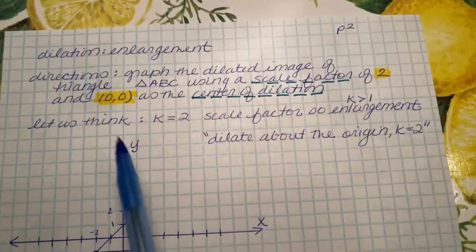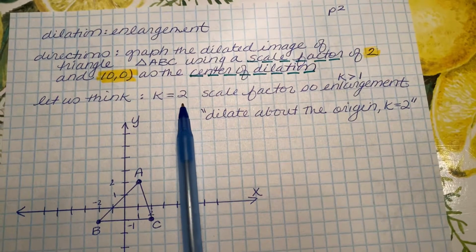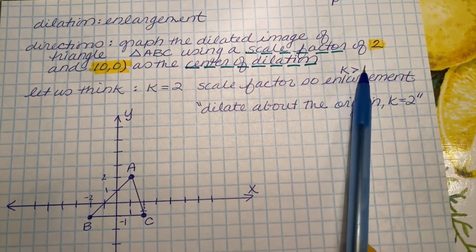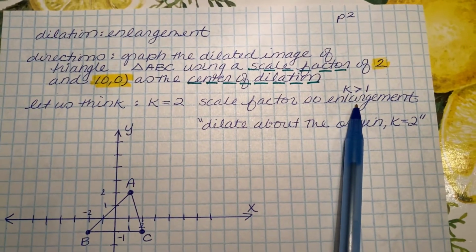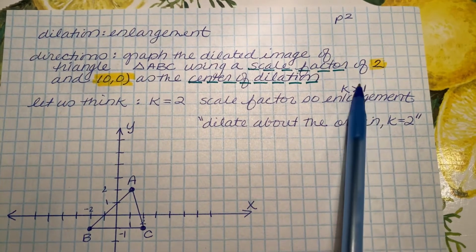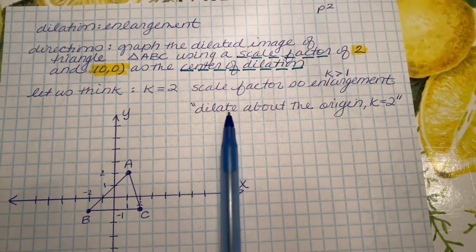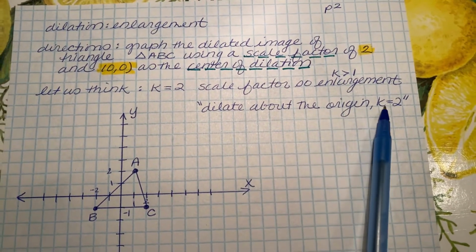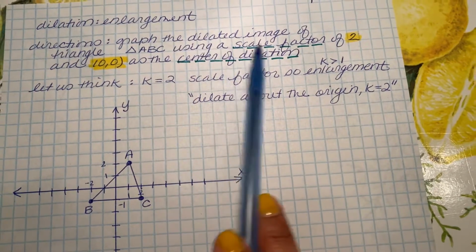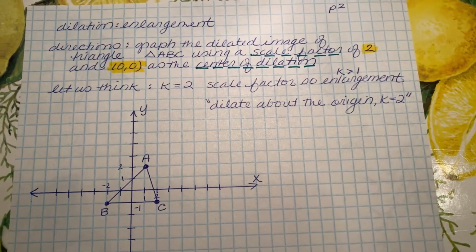All right, let us think. We read this paragraph. What does it mean? My scale factor is 2, so it's an enlargement because 2 is greater than 1. That means it's going to get bigger, magnify, larger, enlargement, 2 greater than 1. Lots of words. What could it also say? Dilate about the origin, K equals 2. All of this could also be summarized that way.